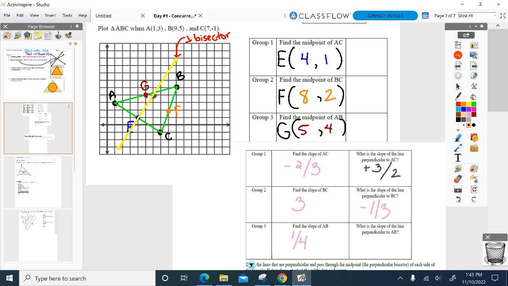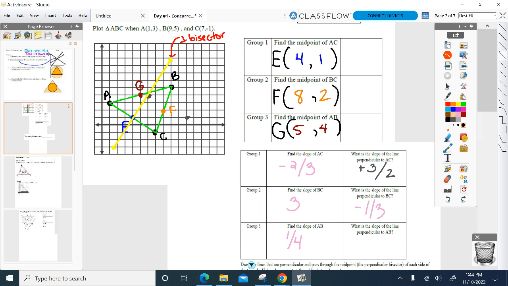If I go left, though, it's going to start going like this, which would be positive. So I got to go down 1, right 3. Or if you wanted to go left, you could, but you have to go up 1, left 3. Okay, up 1, left 3. Again, straight edge.